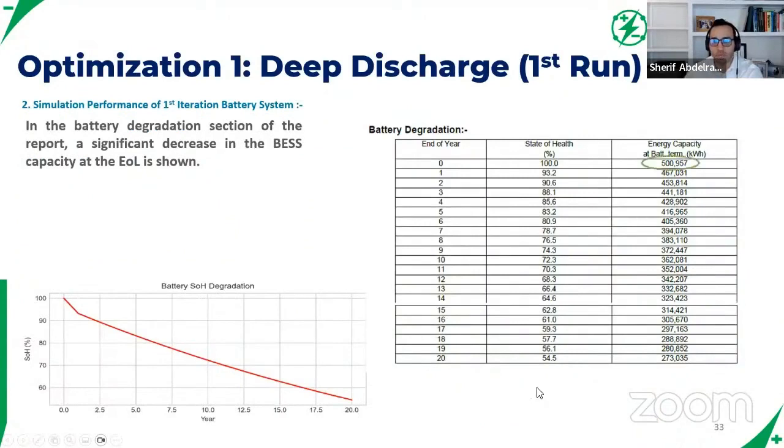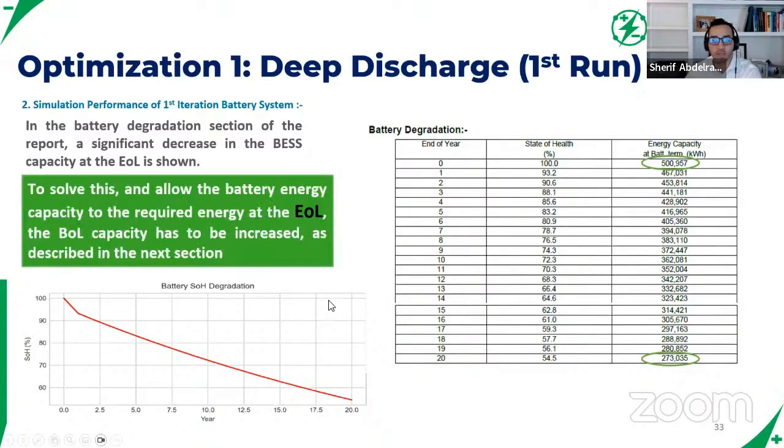Now, where we start running into issues here is, we're designing this project to be a 20-year life, but we're finding that it's actually degrading down to 273 megawatt hours, which means we're really not meeting the requirements of the use case, which is maintain at least 400 megawatt hours at the point of interconnect by year 20. So to solve this, we need to add more capacity.